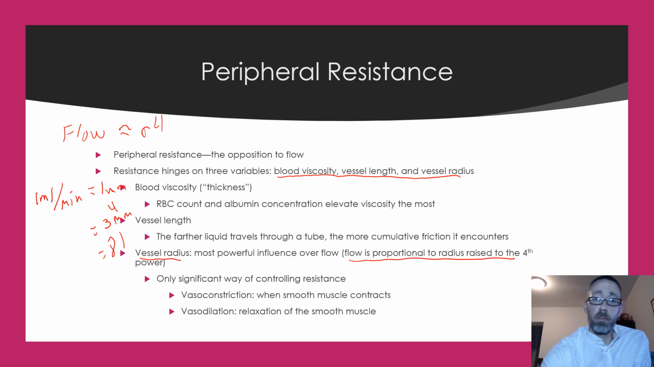So what that means is a proportional increase in flow. So you're getting an 81-fold increase, 81 mils per minute, in your flow, just by coming from 1 millimeter to 3 millimeters. And the same thing in reverse. If I was at 3 millimeters and I went to 1 millimeter, I'm going from 81 mils per minute down to 1 mil per minute. So this is a very effective way of adjusting flow.